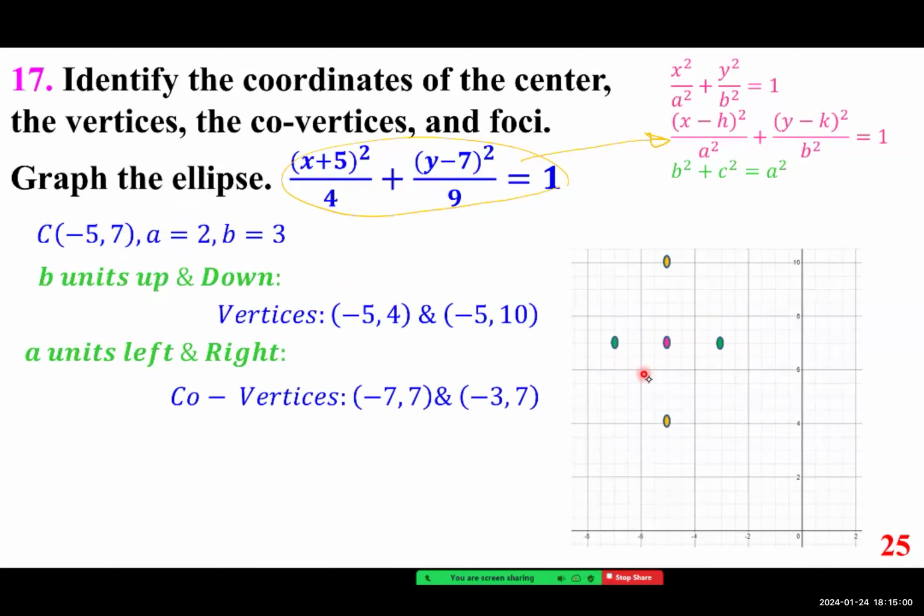Put them together, that's your graph. Now, as far as foci is concerned, the formula is a squared plus c squared equals b squared, or b squared plus c squared equals a squared, because sometimes a is larger, sometimes b is larger. It follows the Pythagorean theorem. The largest one is on the right side of the equation. And as you know, in this example, b is larger. So therefore, we're going to stick with this formula.